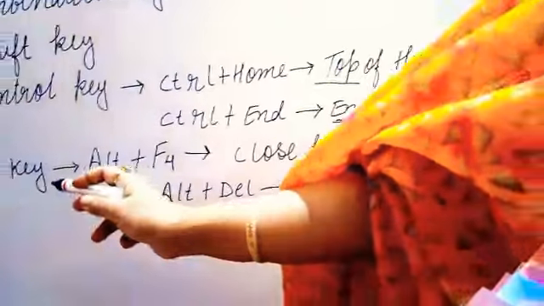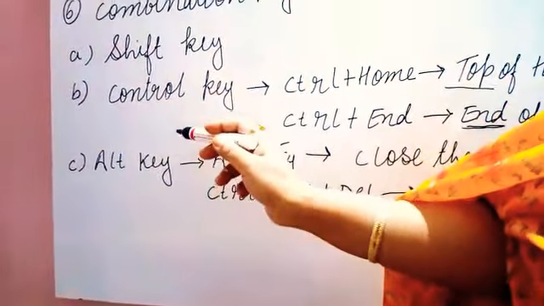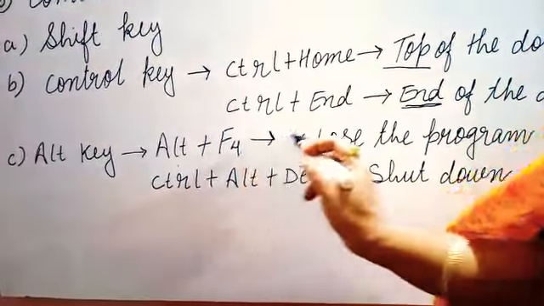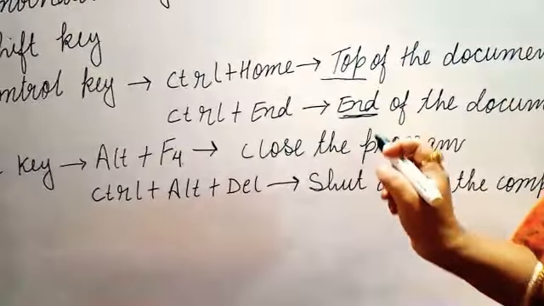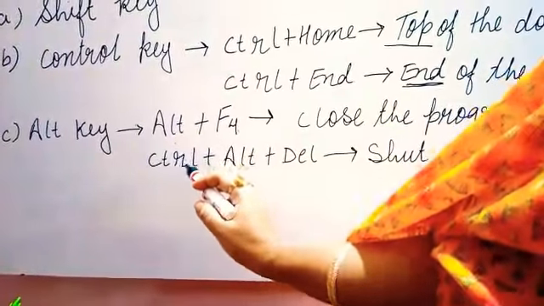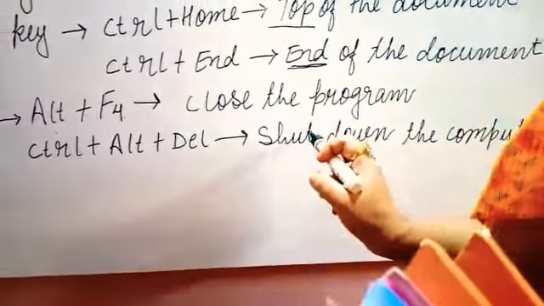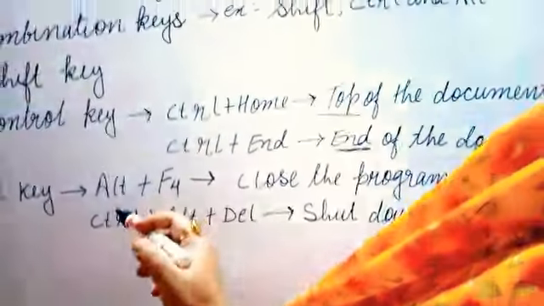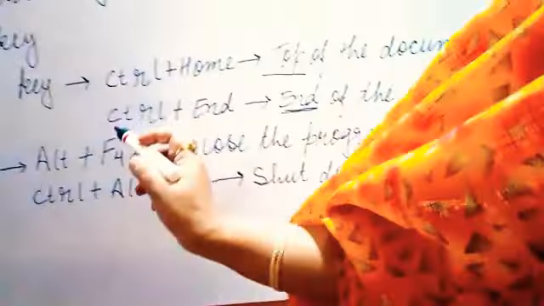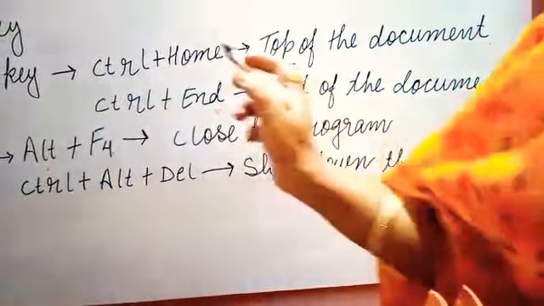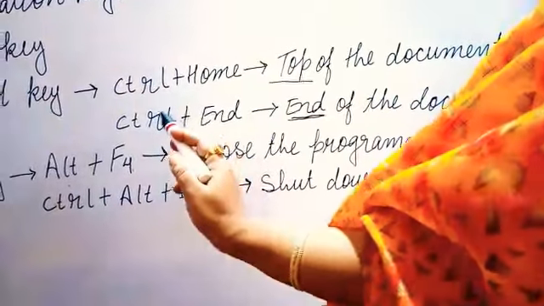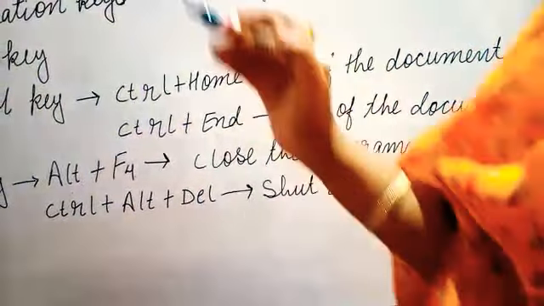See the Alt keys also. They are also used in combination with other keys. For example, if you press Alt plus F4, it will close the program in which you are working. And when you press Control plus Alt plus Delete, it will shut down the computer. You have to remember this, students. Control plus Alt plus Delete will shut down the computer. Alt plus F4 will close the program. Control plus Home will move the cursor to the top of the document. And Control plus End will move the cursor to the end of the document.